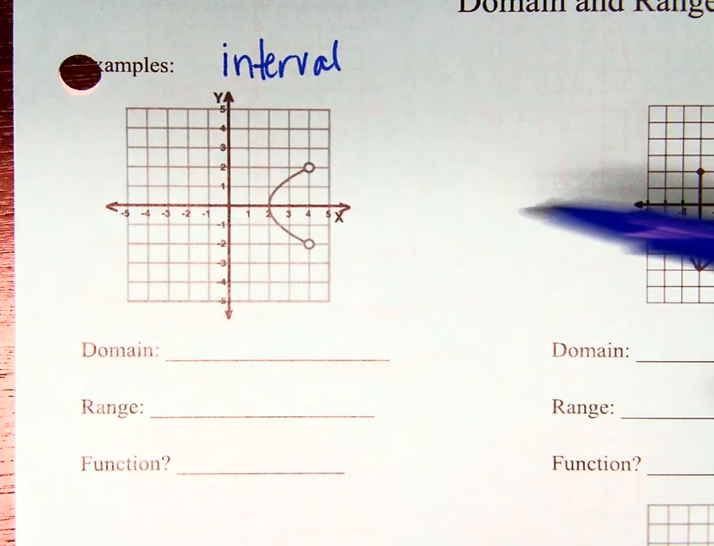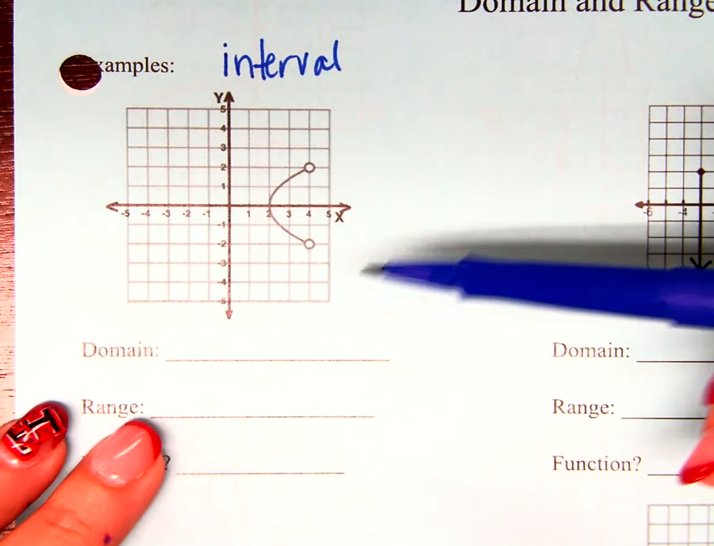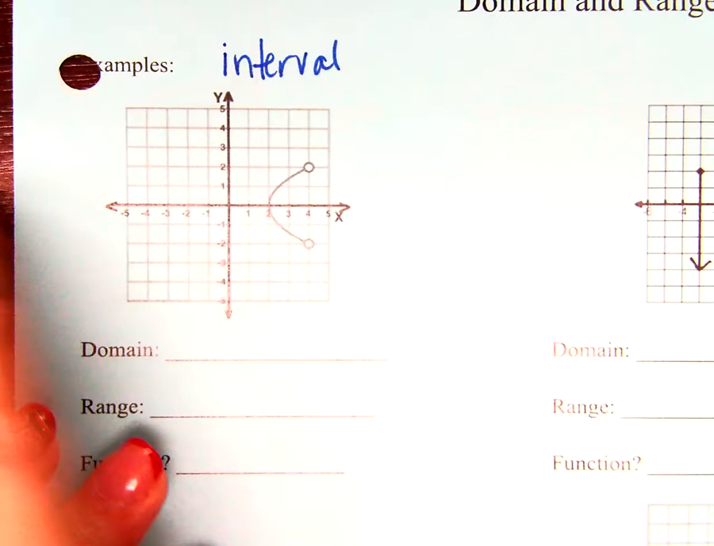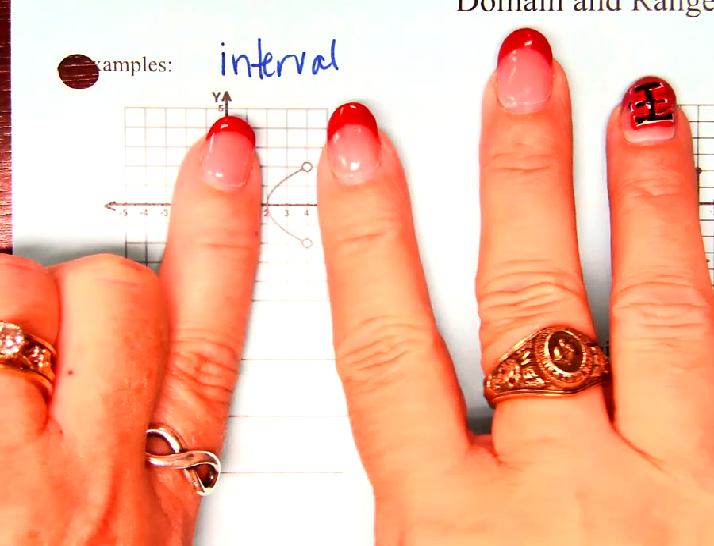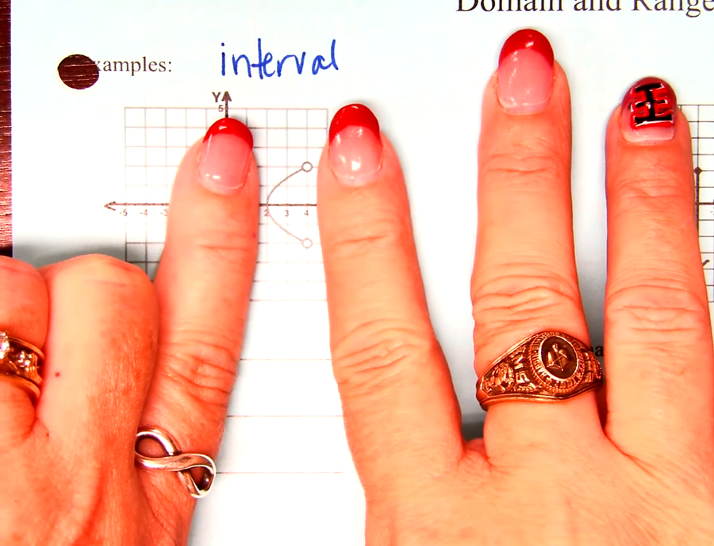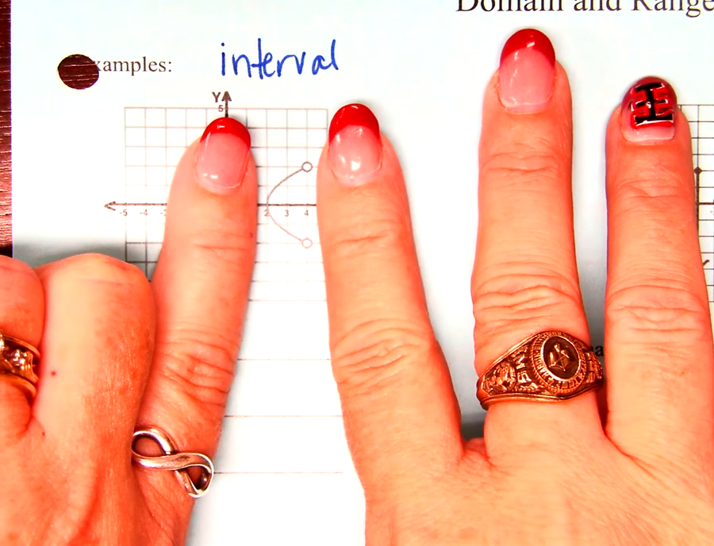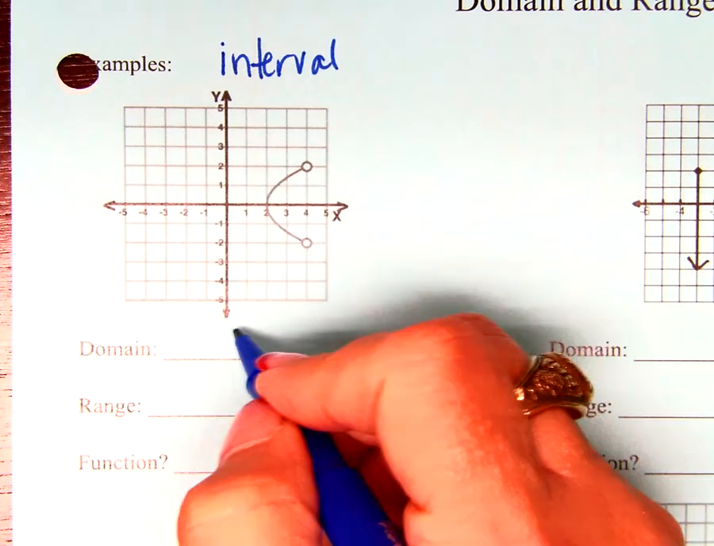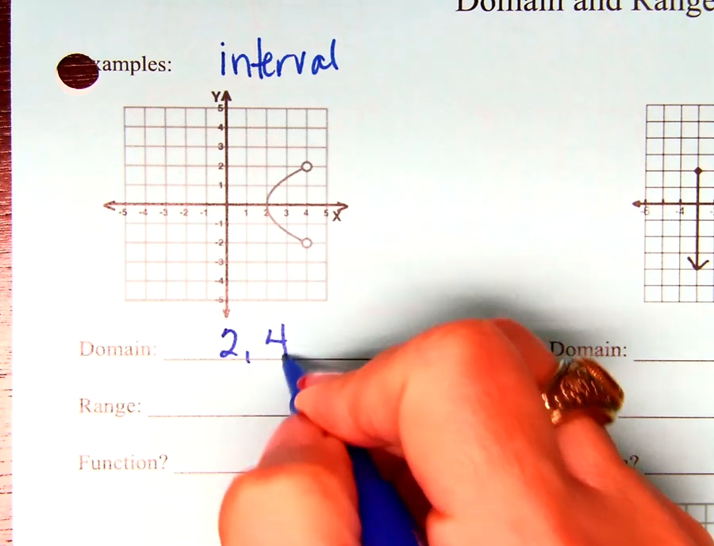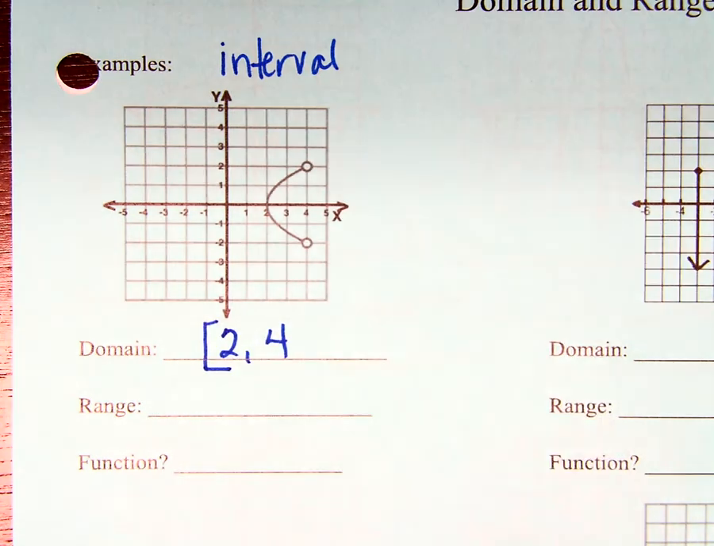So if I'm saying, what is my domain? Well, how far left and how far right does this go? Another way some people do is they cover up anything that they can't see, where nothing is there. What x values can you see? 2 to 4, right? Is 2 included as part of my domain? Yes. Is 4 included as part of my domain?